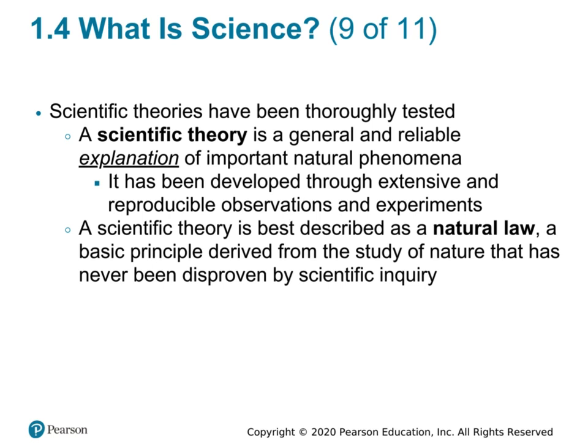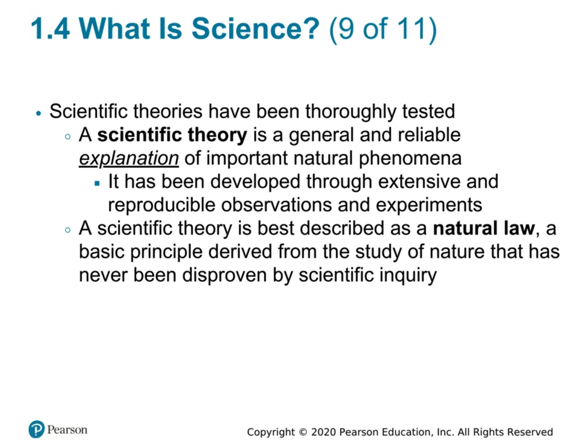Let's move on and talk just a little bit about some definitions. So what is a scientific theory? Scientific theories have been thoroughly tested. They are generally reliable, they're an explanation, they explain a natural phenomena. They're not necessarily proof of a particular phenomena, but they're the best understanding we have thus far, and they are very much trusted. And you could really say a scientific theory is a natural law.